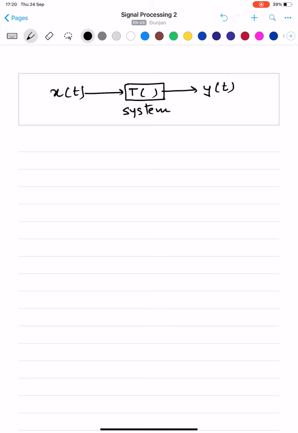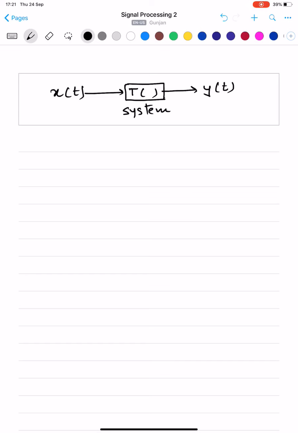Now, the system can be of many types. A system can be with memory, memoryless, it can be a causal and non-causal system. So we are going to learn them one by one.